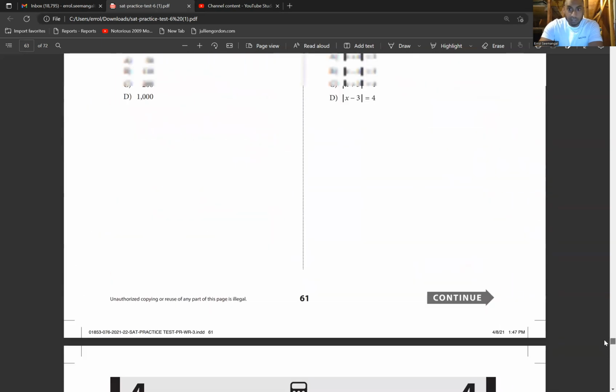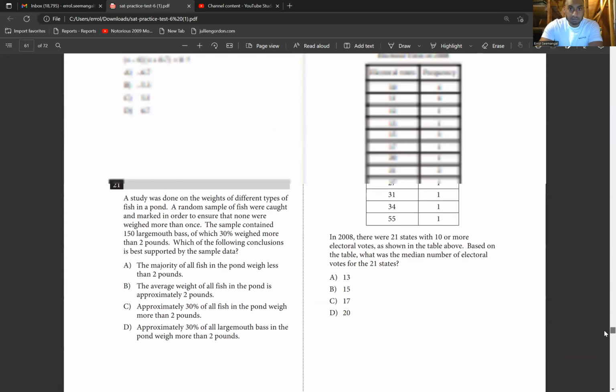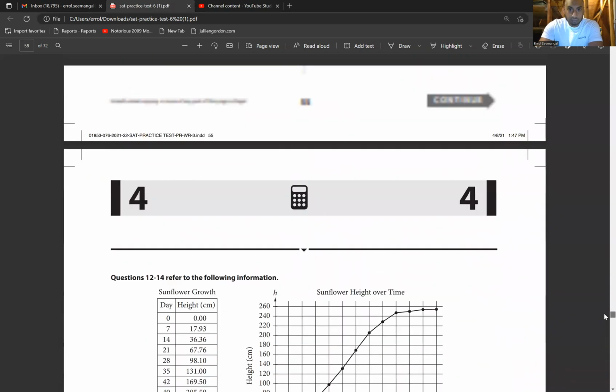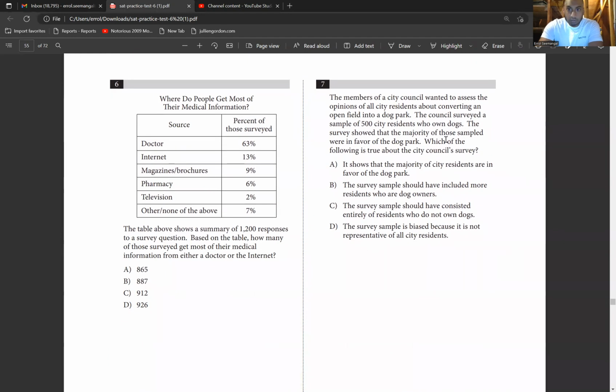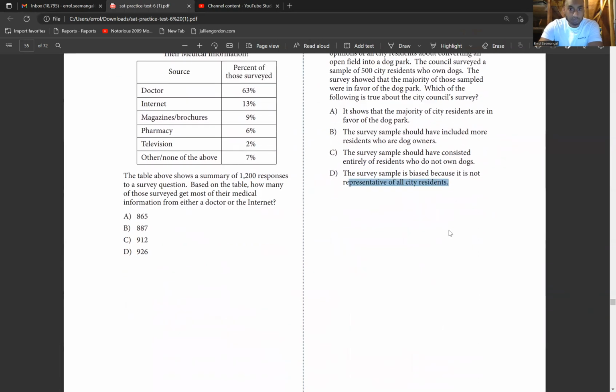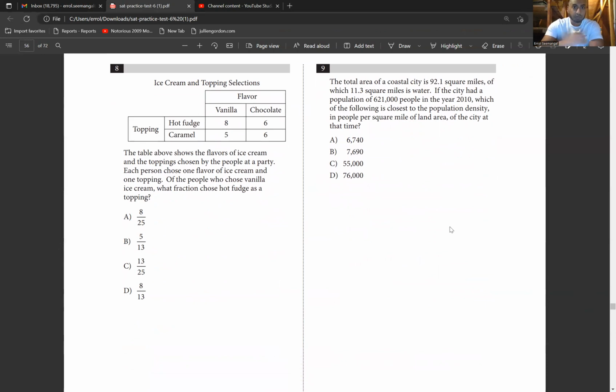But I'm thinking if you just survey dog owners, they're going to be more likely to say yes. Yeah, that makes sense. The survey sample is biased because it is not representative of all city residents. Some people in the city may not have dogs, right? You want to survey them too. Yeah. Okay, 7 is done.